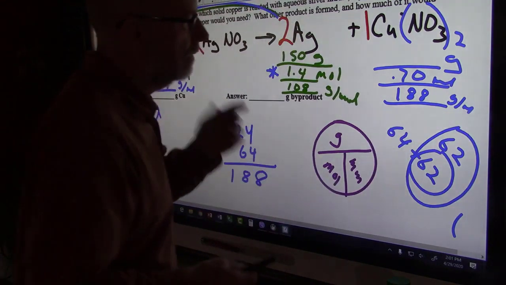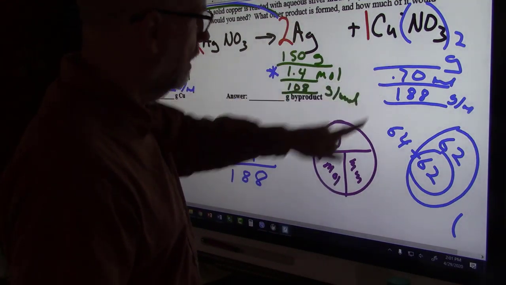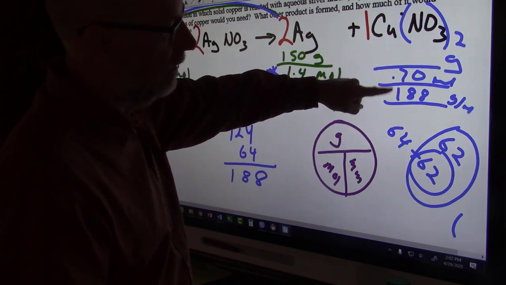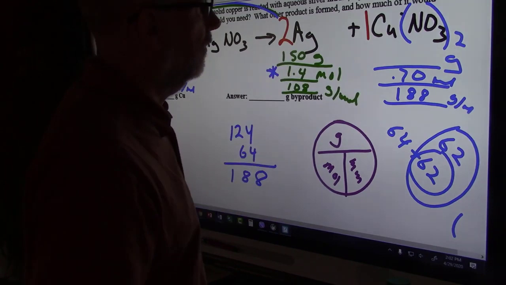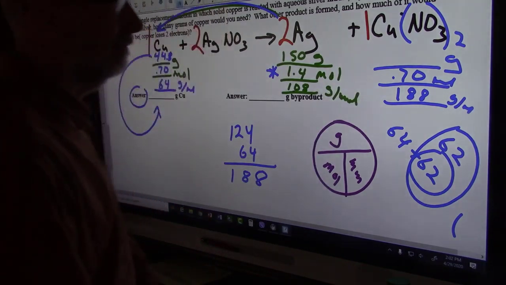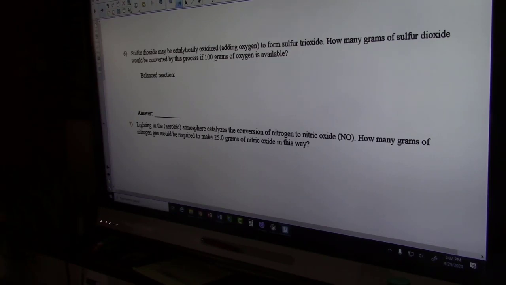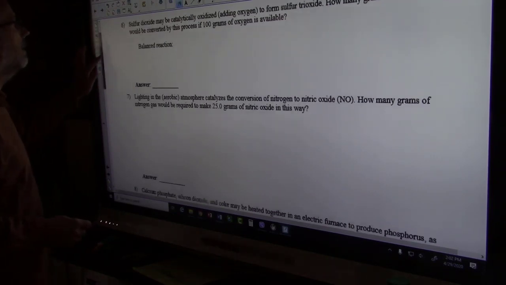Now we need to solve for grams. In grams, let me cover it up. Moles times molar mass, 188 times 0.7. You do that. It's something like 140. Okay, it's page 2 of sophisticated stoichiometry.